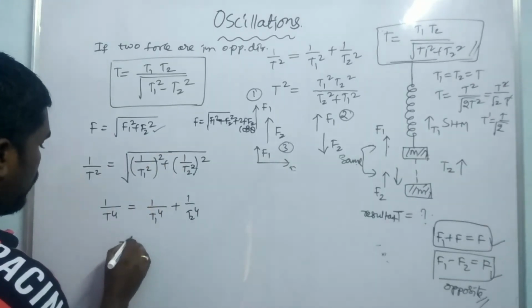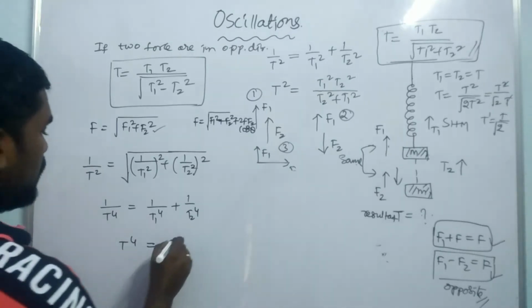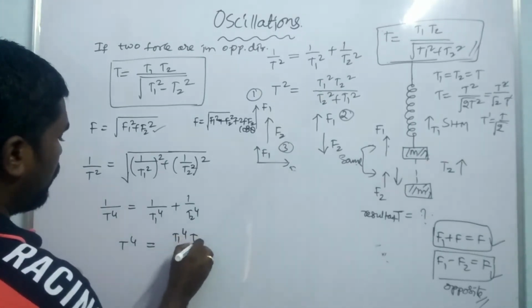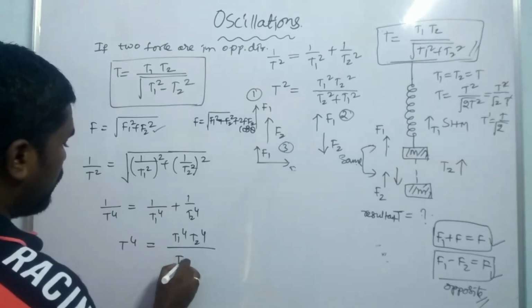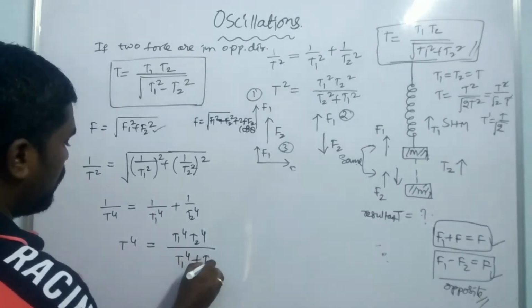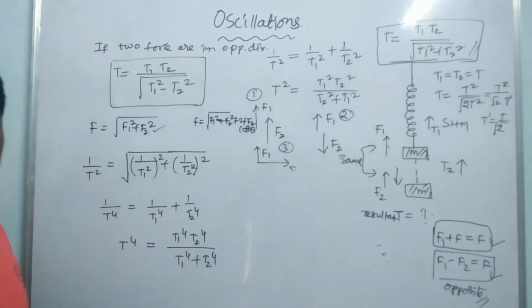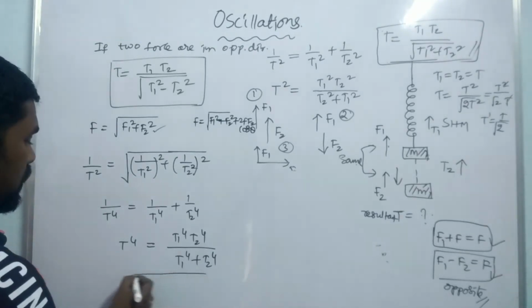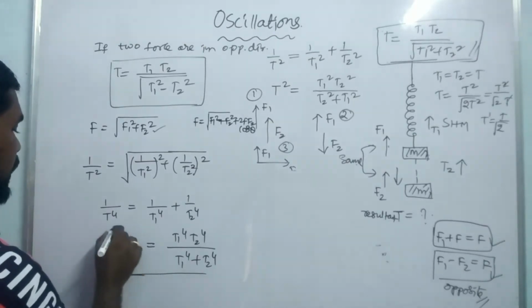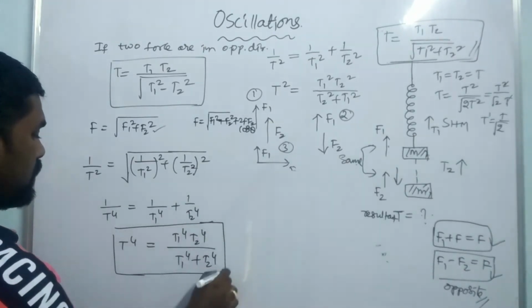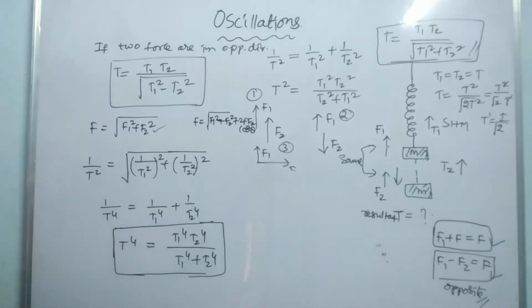So here t power 4 you can write as t1 power 4 t2 power 4 by t1 power 4 plus t2 power 4. Okay. So this is the time period if two forces are acting in opposite direction. So let us simplify this equation.